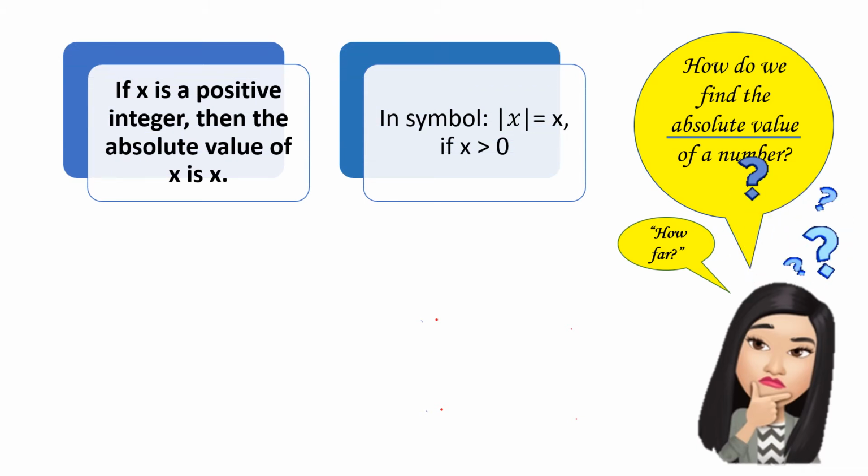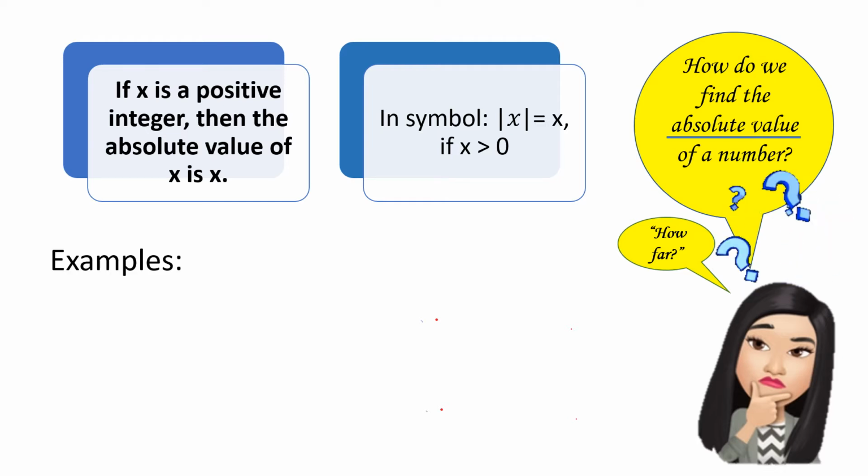Suppose x is a positive integer. If x is a positive integer, then the absolute value of x is x. In symbol, the absolute value of x equals x if x is greater than 0. Let us consider the following examples.